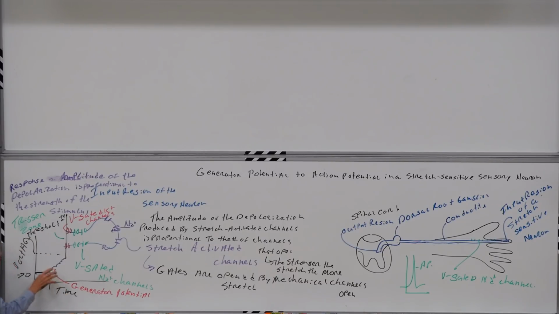The generator potential is graded with the strength of the stimulus, but once we reach threshold, we have an all or none invariant signal. And that all or none invariant signal is going to go to plus 40 millivolts. The sodium channels will inactivate, potassium channels will open and bring the membrane potential back down again.